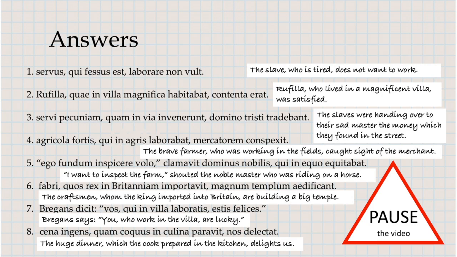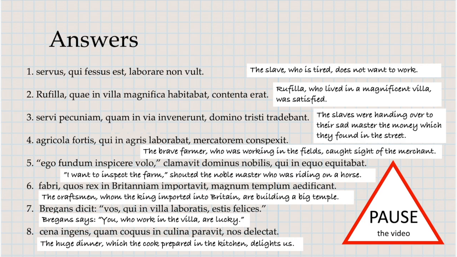Number 3, servi pecuniam quam in via invenerunt, domino tristi tradebant. The slaves were handing over to their sad master the money which they found in the street. Notice quam is accusative because the money is the object, they found the money. Agricola fortis qui in agris laborabat, mercatorem conspexit. The brave farmer who was working in the fields caught sight of the merchant.